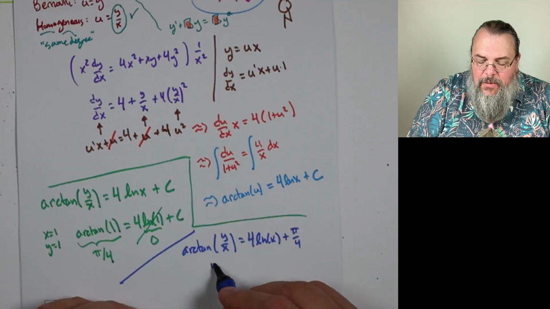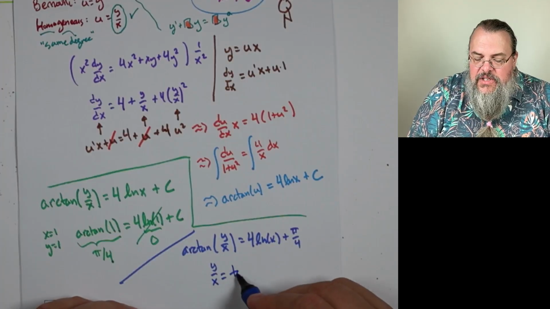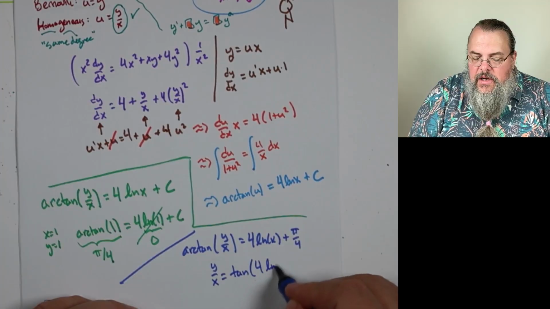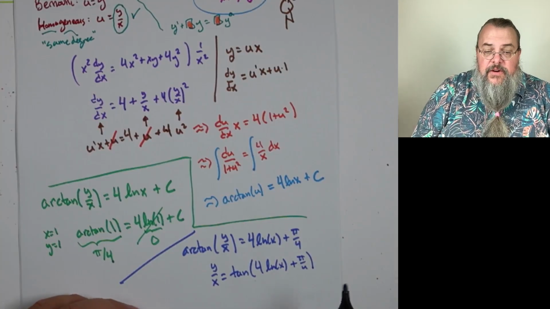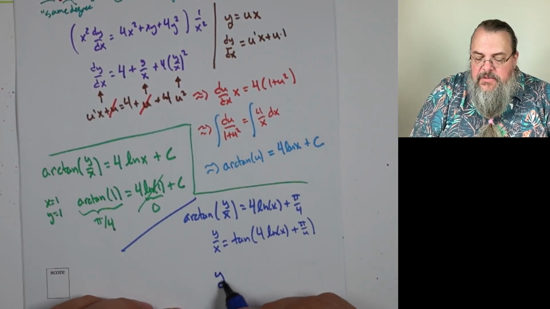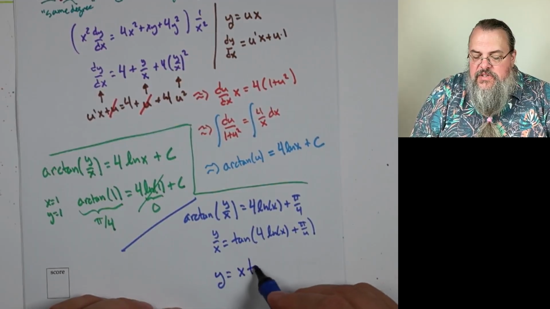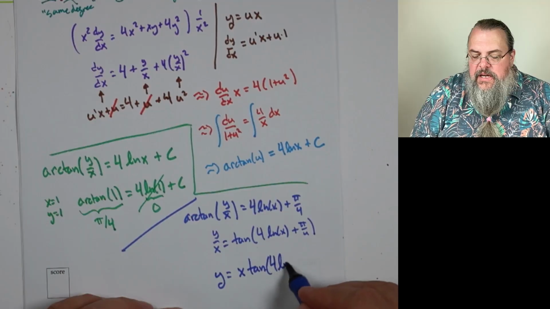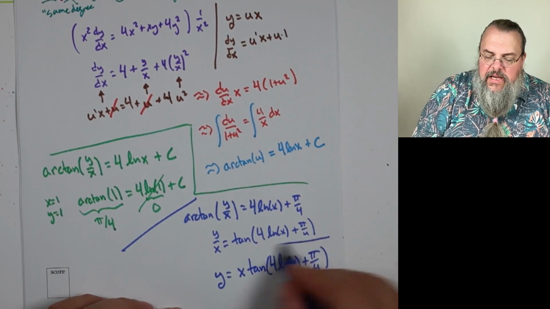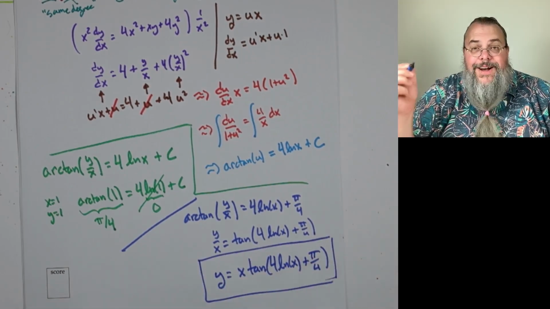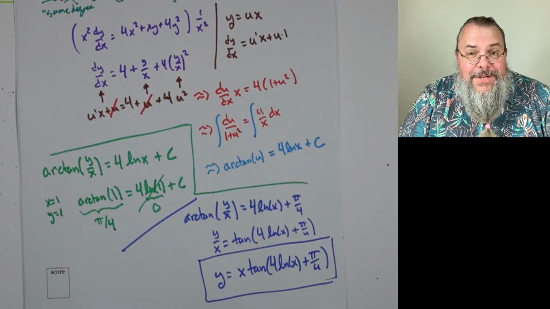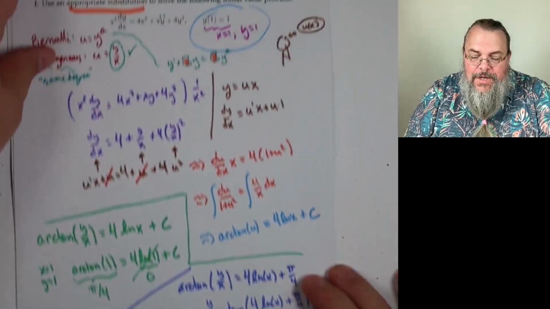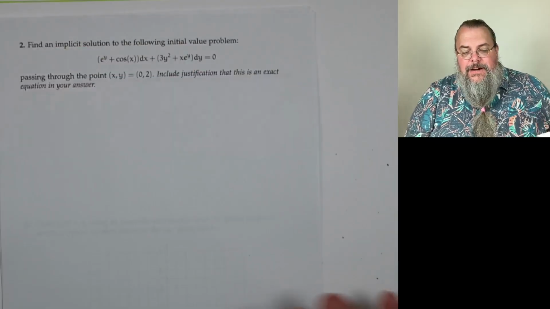So doing that, we get that y over x equals tangent of 4 log of x plus pi fourths. And now multiply it across by x. And we come to the conclusion y equals x tangent of 4 natural log of x plus pi fourths. Exactly, right? That was it from the beginning, right? Probably didn't see it right away, but we got there. All right.